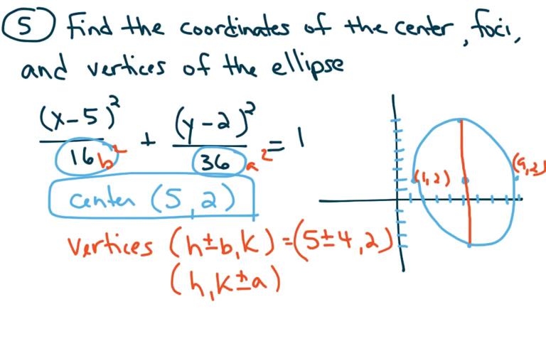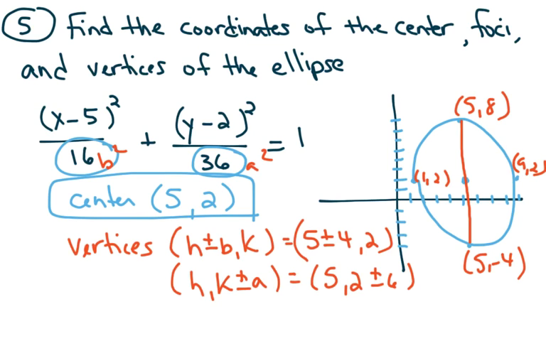And the vertices of the major axis are going to be at (5, 2 plus or minus 6). So they should be at (5, 8), which is where this one's at, and at (5, negative 4), which is where this one's at.